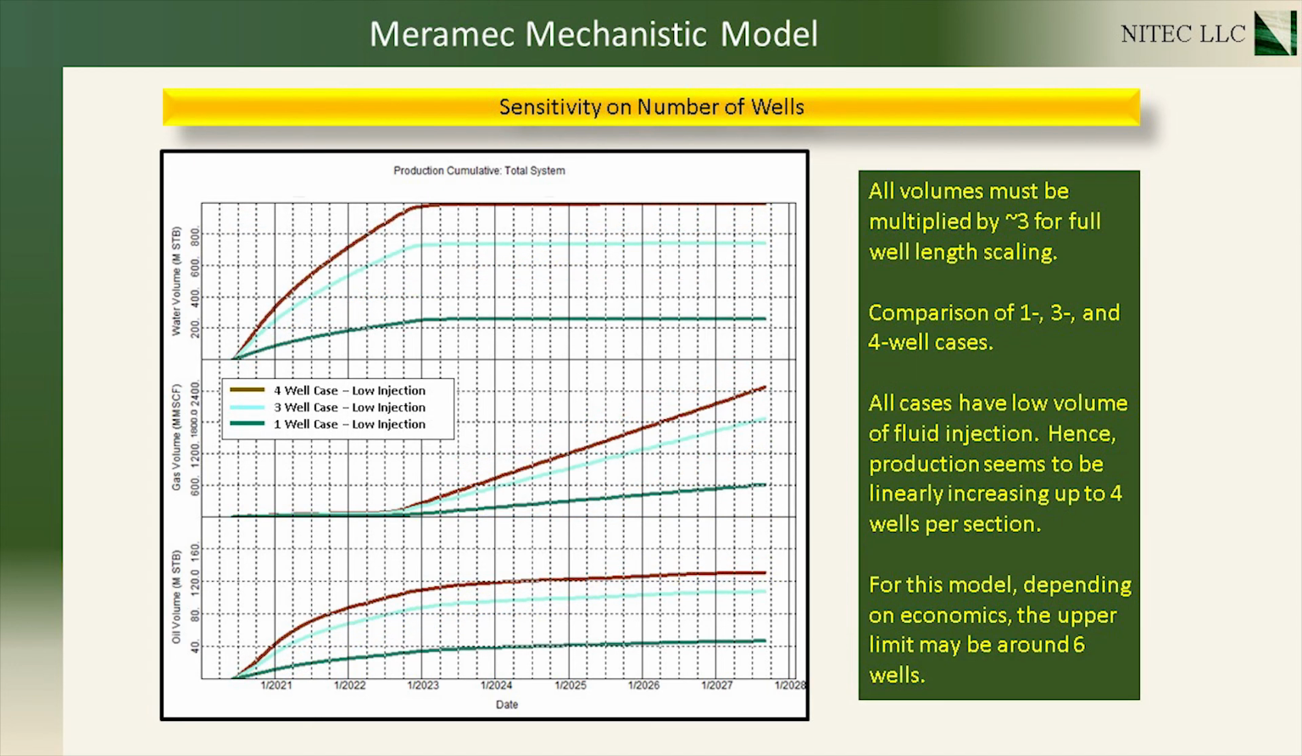Based on the assumption of a low injection volume for all wells, while varying the well count, we find a linearly increasing system-wide oil EUR with each additional well up to 4 wells per section. Adding more wells beyond 4 may be economically justifiable, perhaps up to 6 wells per section.